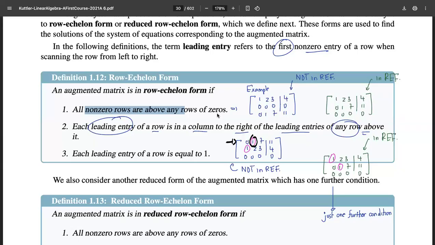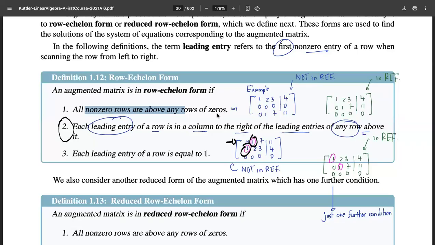But if we swap the first and second rows, the leading element on the second row is on the right of the leading element of the first row. So now we can say it satisfies the second condition of the REF form. I think the language is a bit convoluted in a way for me personally.